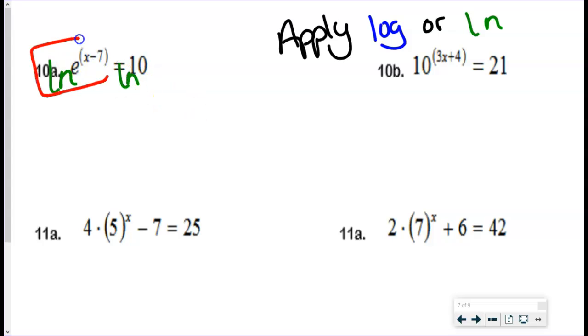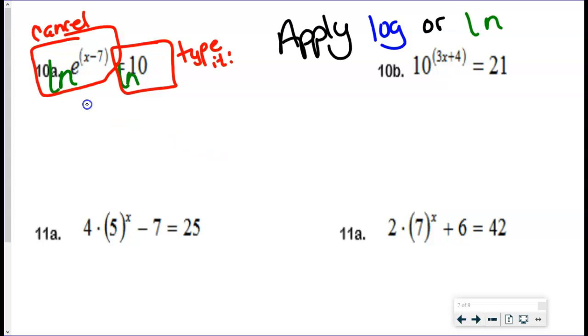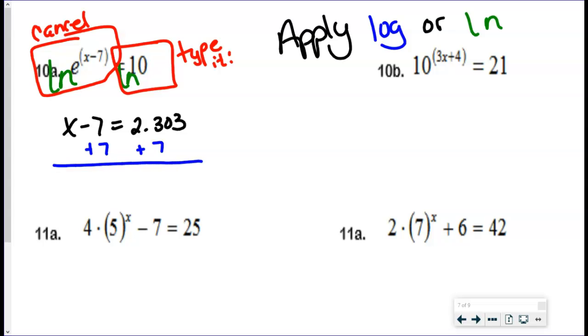What happens right here is that you have some cancellation. The natural log and e will cancel, but on this side, you need to type it. So, natural log and e cancel, and then the x minus 7 drops down. And then the natural log of 10, I think I already have this one solved. Let's see. The natural log of 10 is 2.303, it looks like. And then our final step to solve the equation would be to add 7 to both sides. So 9.303.